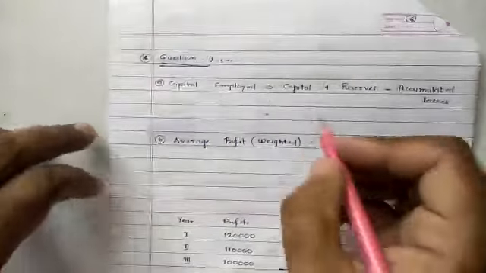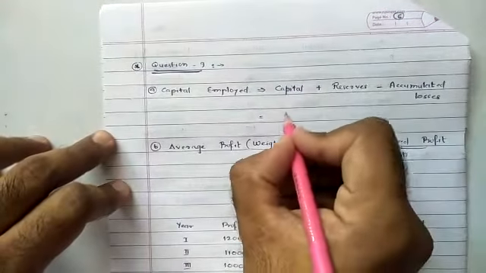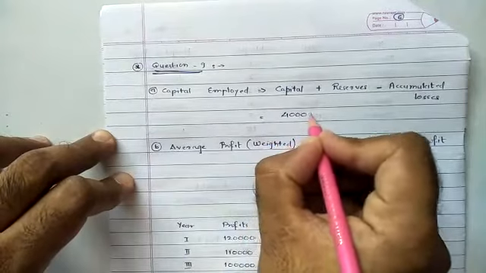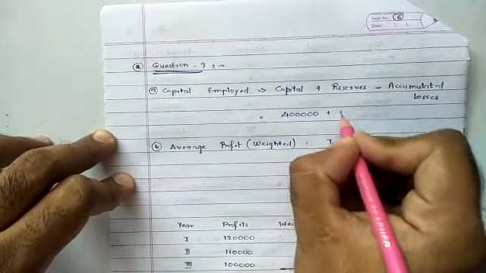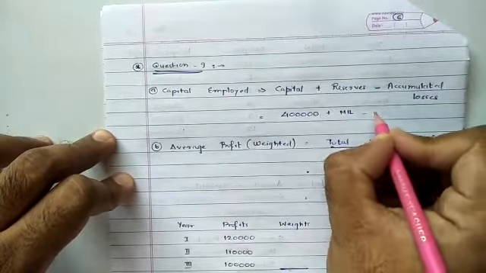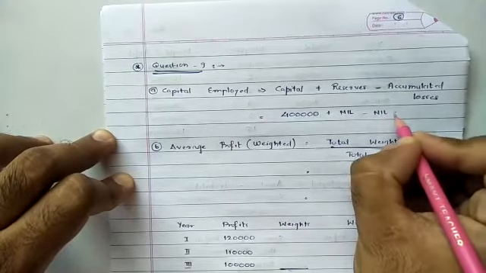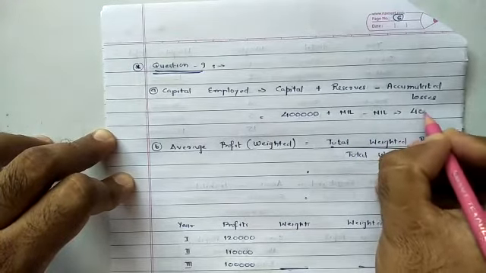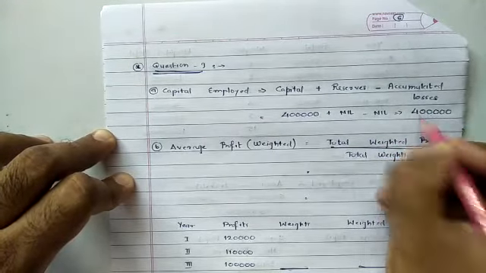Capital of both the partners is provided. It is in total equal to 4 lakh. There is no mention of reserves, neither is there mention of accumulated losses. So ultimately the total capital employed of this firm will be equal to the same 4 lakh.